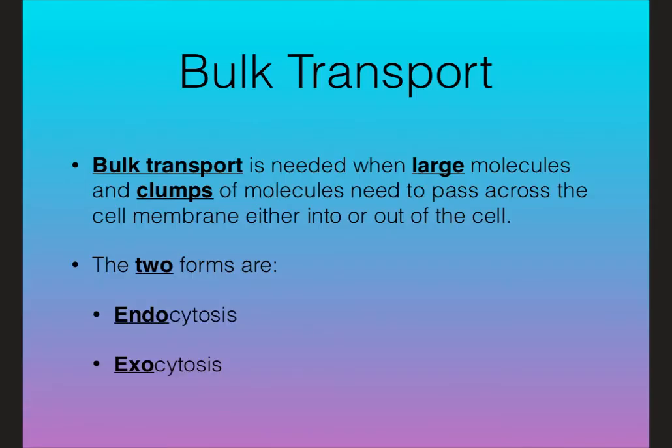So now let's look at bulk transport. This is also part of active transport, meaning there's still energy required here. Bulk transport is needed when really large molecules and clumps of molecules are needed to pass across the cell membrane, either into or out of the cell. So we have endo and exocytosis. These are large molecules having to pass through with the use of energy.